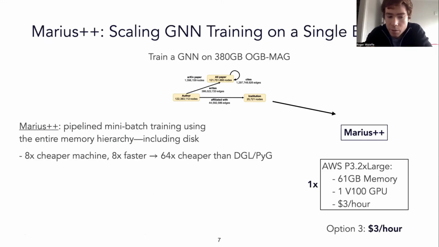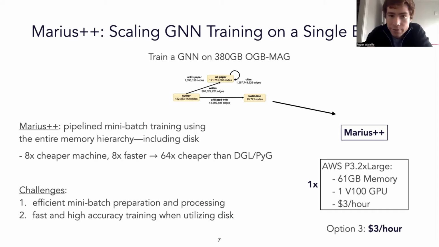And this is exactly what we were able to achieve by building Marius++ as a system with pipelined mini-batch training using the entire memory hierarchy, notably including disk storage. For this graph, Marius++ can actually train GNNs using this 8x cheaper hardware configuration and 8x faster, leading to a 64x cost reduction in training compared to DGL and PyG.